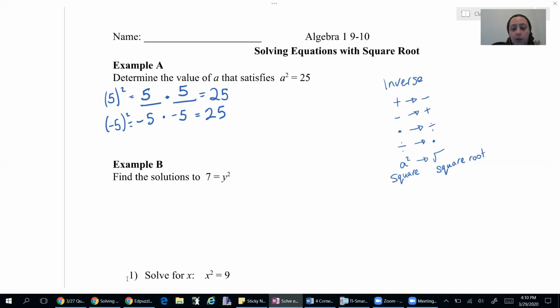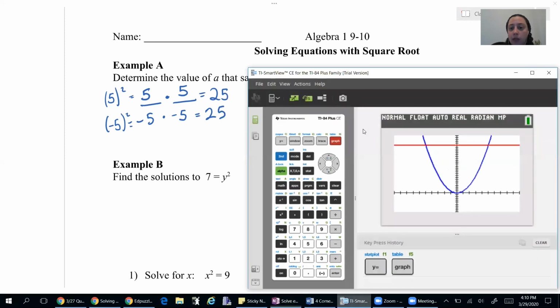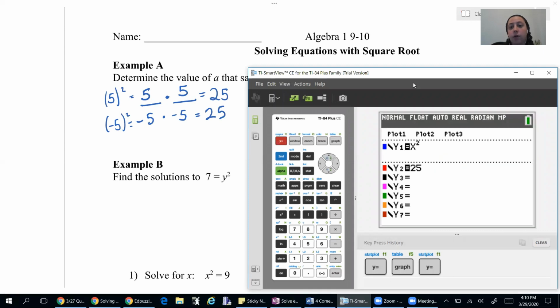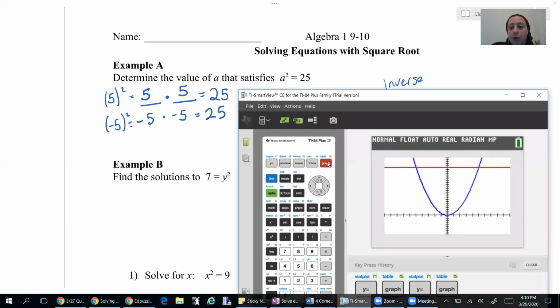And if we look at a graph, if I put in my calculator y1 a squared, or I can't put a, so I put x, and in y2 I put 25 because that's my equation. And if I look at the graph, I see there are two intersections. That means there are two solutions, one at +5 and one at -5.